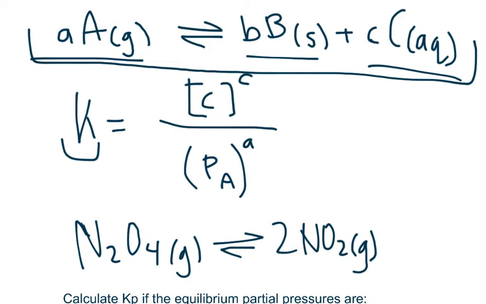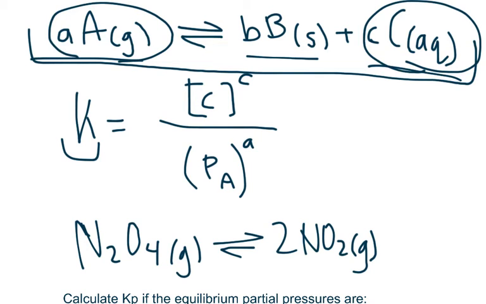So we will be focusing on our aqueous substances and our gaseous substances, and ignoring our solids and liquids. So let's ignore that solid right there. So to write the equilibrium expression, we do products over reactants.